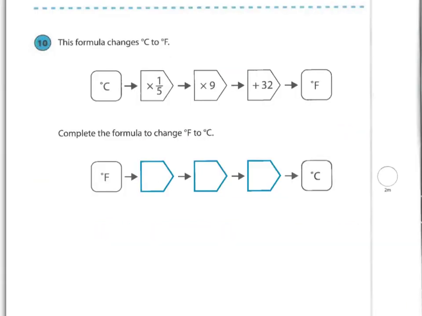Question 10. This formula changes degrees C to degrees F. So to do this, we would multiply by 1/5, times by 9 and add 32. It says complete the formula to change from degrees F to degrees C, so that's the opposite. What we can do is work backwards through this machine. So instead of first of all adding 32, we would minus 32. Instead of times 9, we would divide by 9. And instead of times 1/5, we would divide by 1/5.